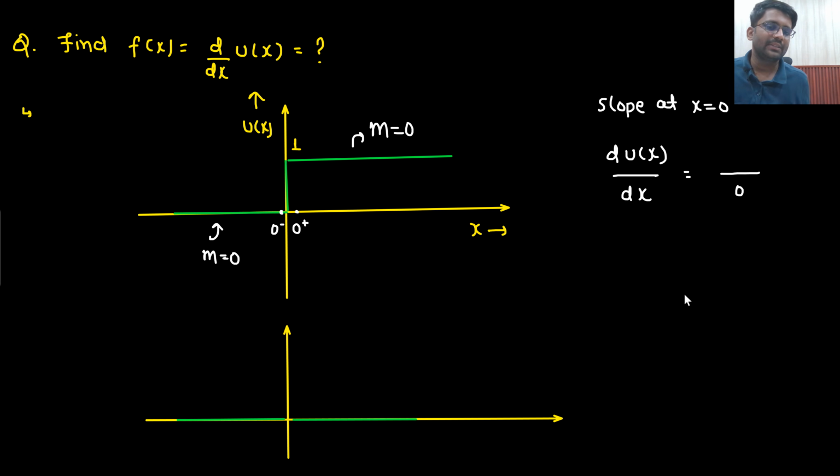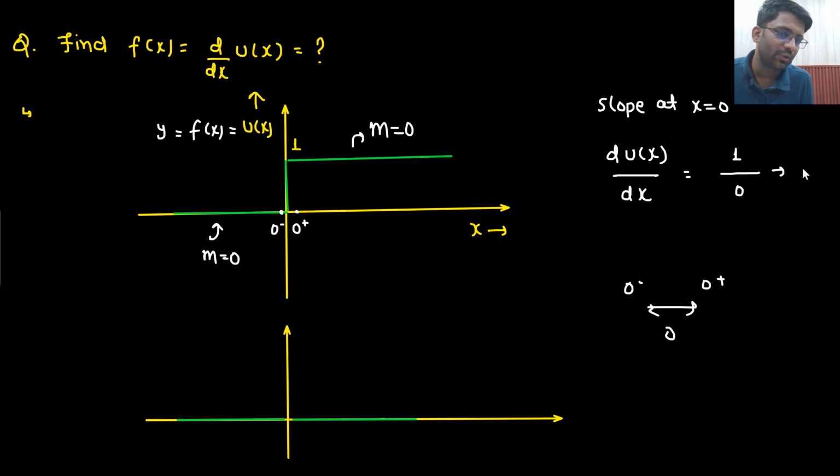From 0 minus to 0 plus, x is changing by 0. 0 minus means just before 0, 0 plus means just after 0. So what is the gap between them? That is 0 only. So x is changing by 0, but how much is y changing? Y is going from 0 to 1. Do you understand what is the meaning of y? This I am calling as y, f(x). So y is changing by 1.